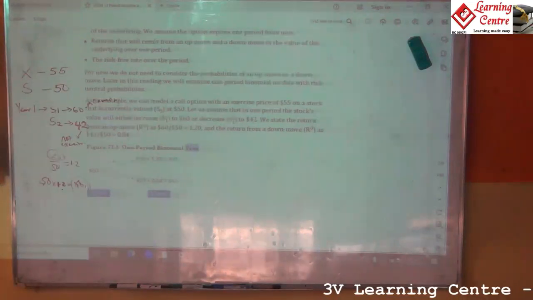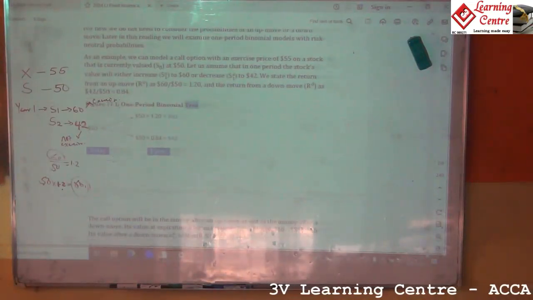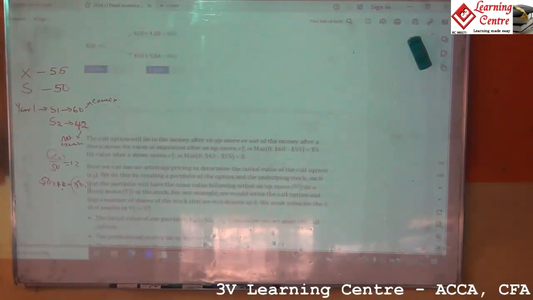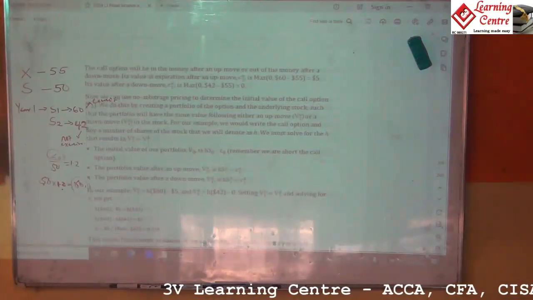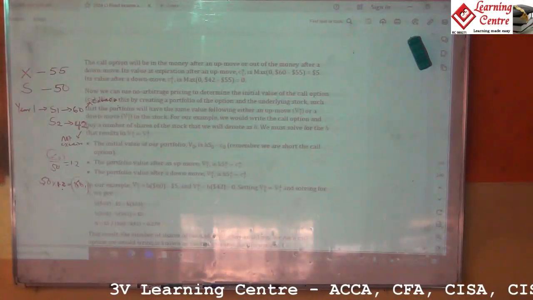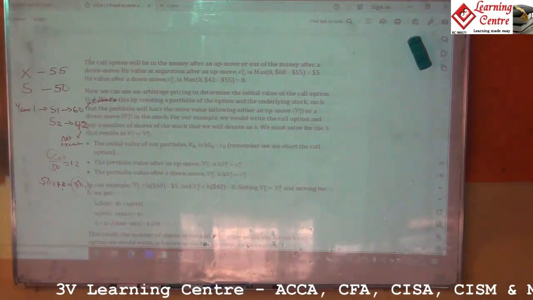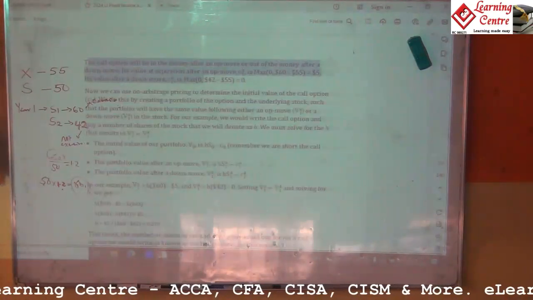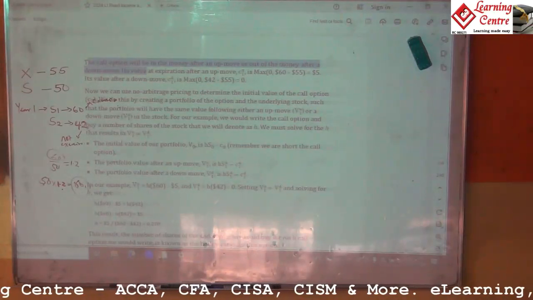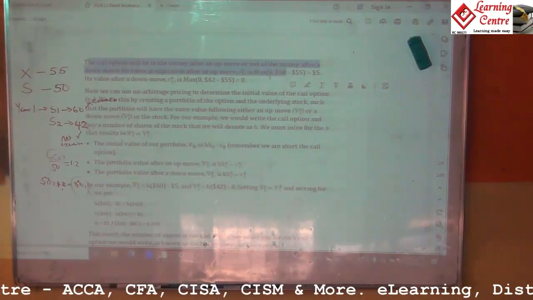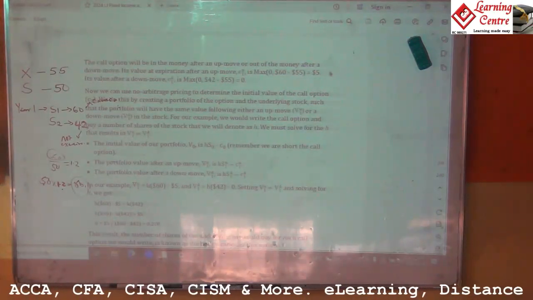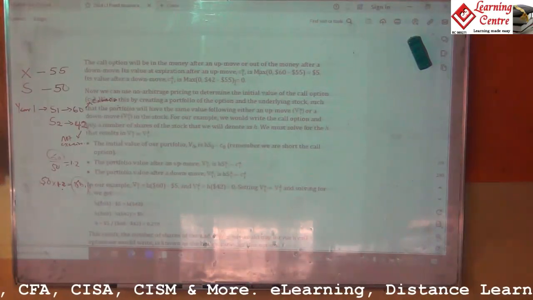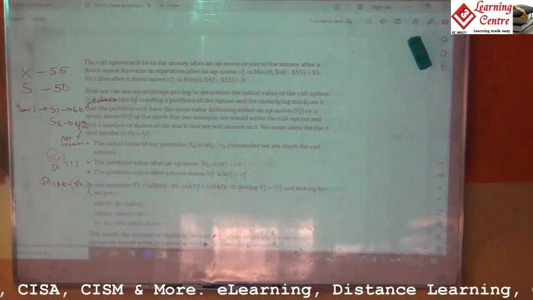Okay, so there is up, there is down. Up gives you 1.2, down gives you 0.84. And then the story begins, like I've said. The call option will be in the money after an up move or out of the money after a down move, which we know. This valuation is this, which we know. Positive of 5, and then down move is negative of 0.